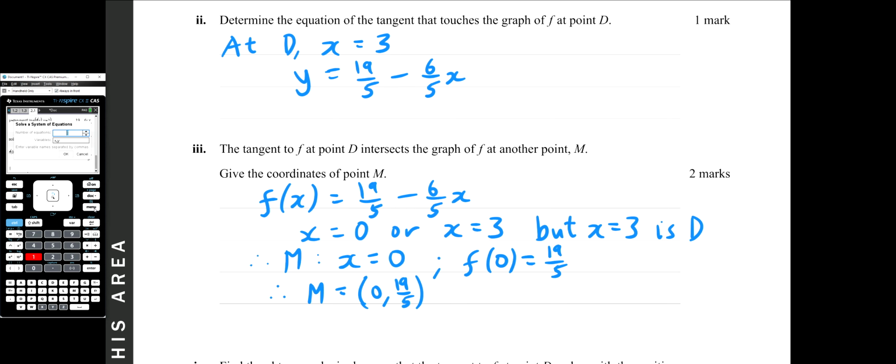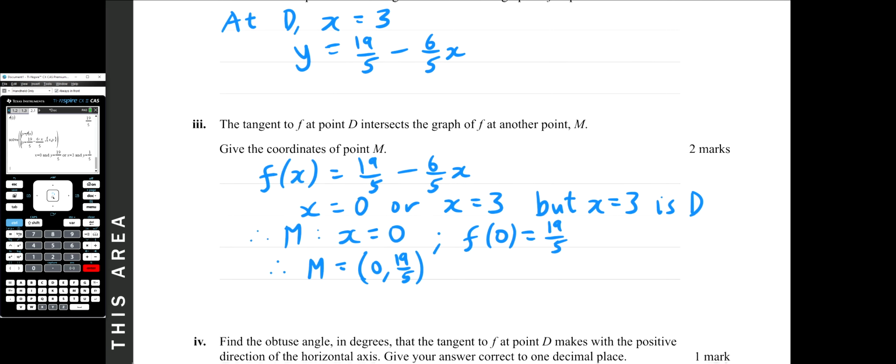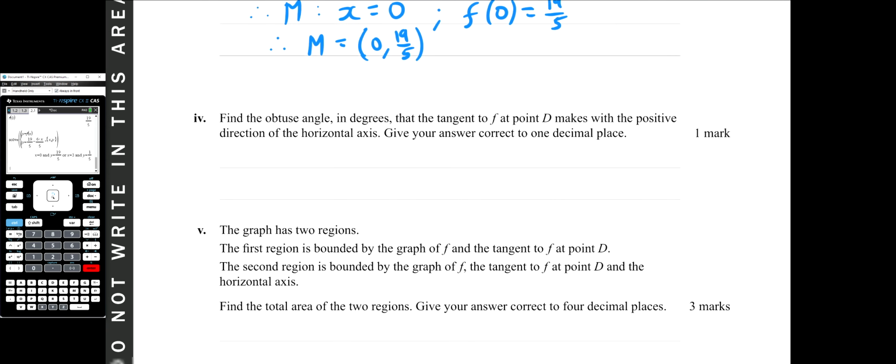Menu 3, 7, 1 for solve system of equations. This time we're just going to put y equals f of x, and at the bottom we can put the equation of the tangent. So Control C, go all the way down to the box, and Control V, and there we have it. So 0 and 19 over 5, or 3 and 1/5. So 3 and 1/5 is point D, and 0, 19 over 5 is the point M. There you go. For 2 marks, there are the coordinates of point M.